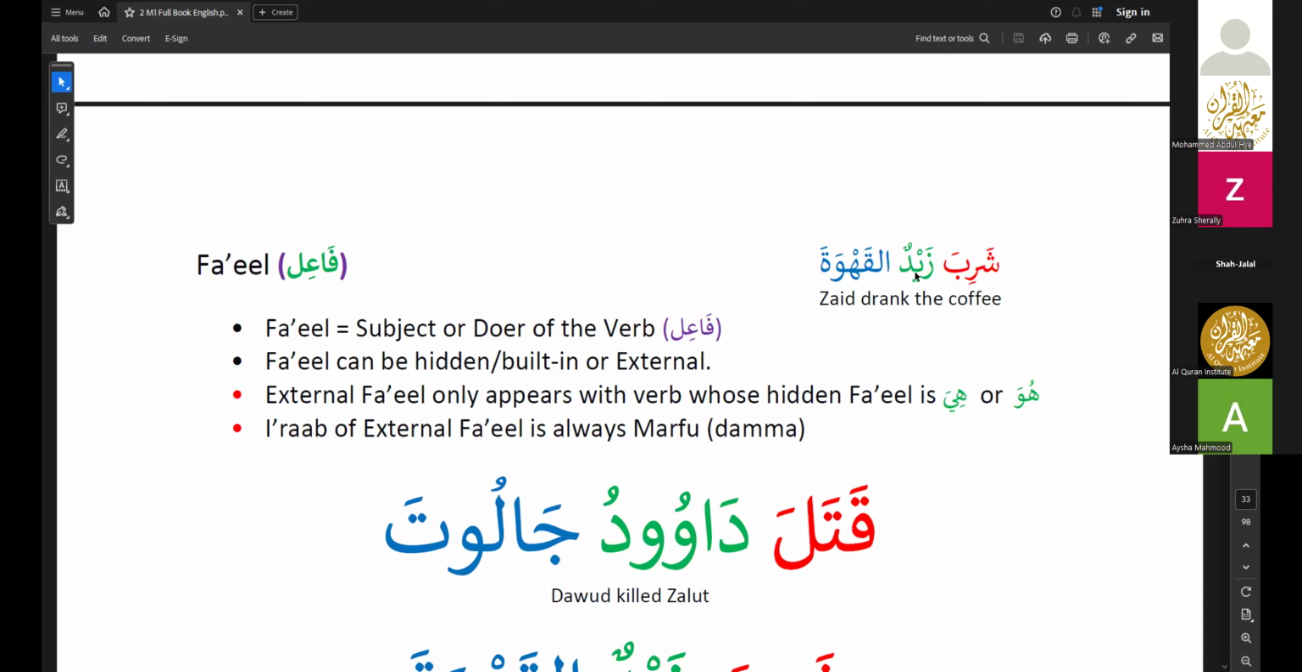The verb needs a fa'il, like Zaidun. Here is the external fa'il for Shariba. So Shariba Zaidun means Zaid drank. And if Zaidun is not there, just Shariba means he. So he is replaced by the word Zaidun, the external fa'il, because Shariba is a huwa form verb.